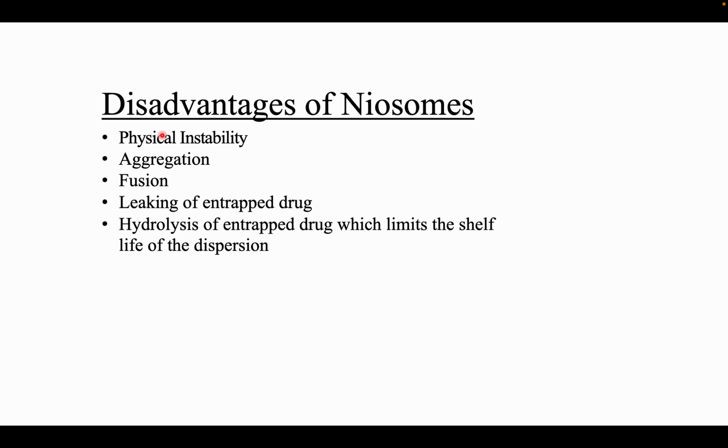Disadvantages of niosomes. Niosomes are physically unstable, and there are chances of aggregation and fusion. Similarly, leaking of entrapped drugs, and hydrolysis of entrapped drugs, which limits the shelf life of dispersion. So there are chances of hydrolysis if we are going to load the drugs on niosomes. So these are the disadvantages of niosomes.